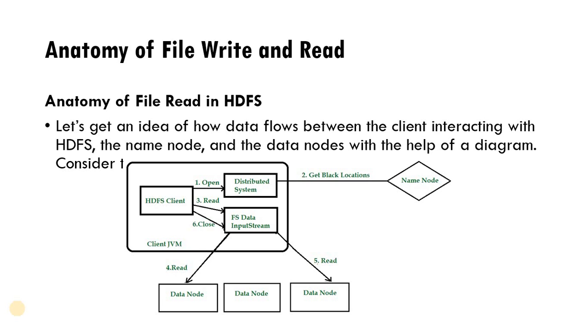So in this diagram, suppose this is an HDFS client and it wants to read a file that is stored on the HDFS storage. There are several steps: first it opens the connection and then it goes to the name node, and from the name node it gets the location and then reads the file. So let's understand each in detail.